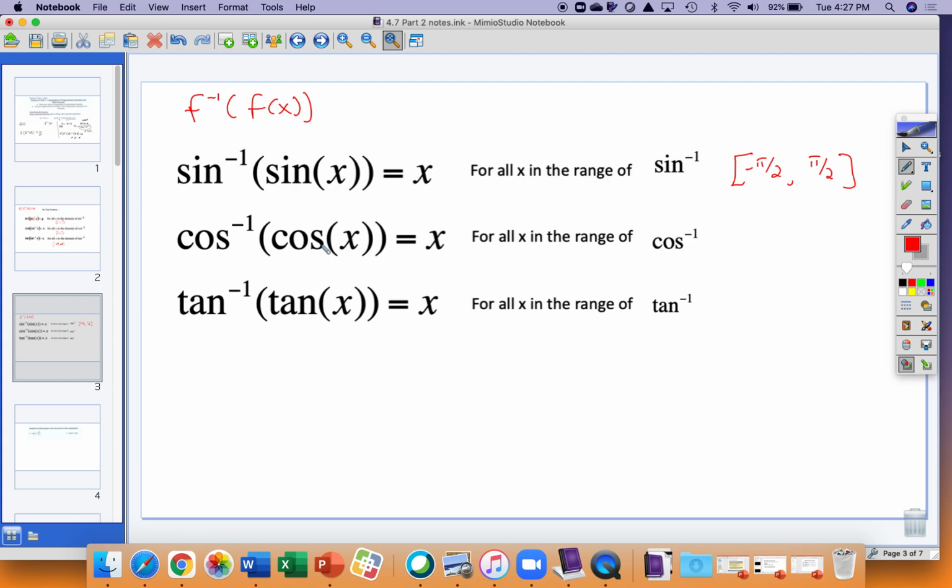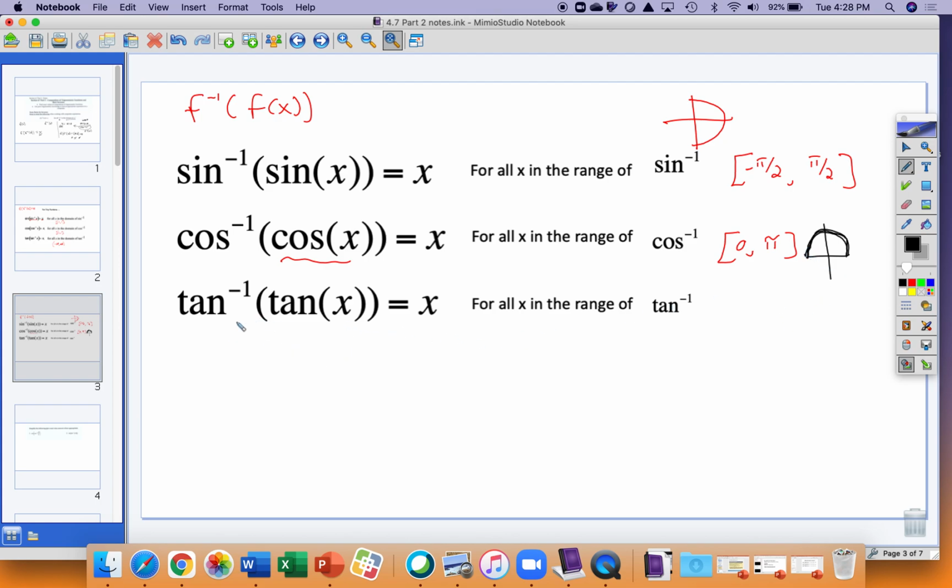Cosine inverse of cosine of x. If I take cosine of x and stick it inside of the inverse cosine function, I get just x as long as x is in the range of cosine inverse. And the range of cosine inverse is 0 to pi, right? Because for the sine function I'm looking at these values over here. For cosine, I'm looking at these values here, quadrant 1 and quadrant 2. That's the little picture that we drew in class.